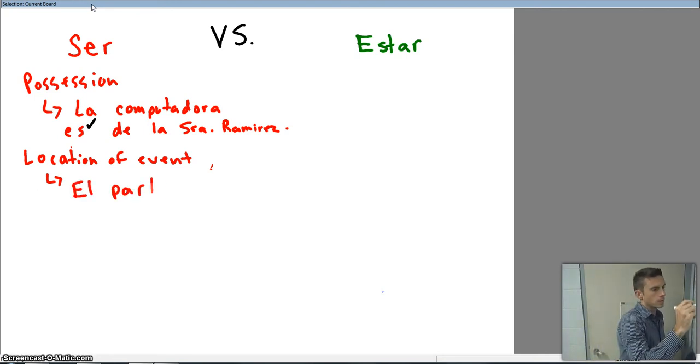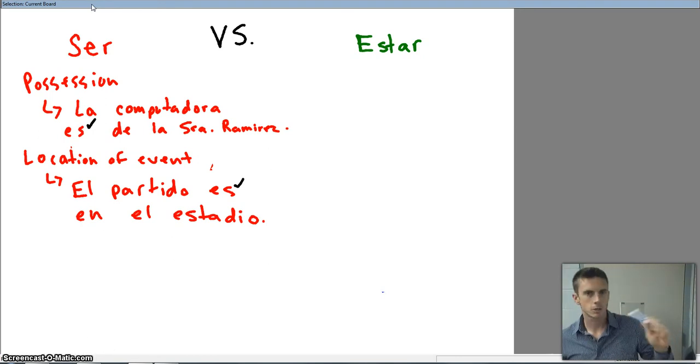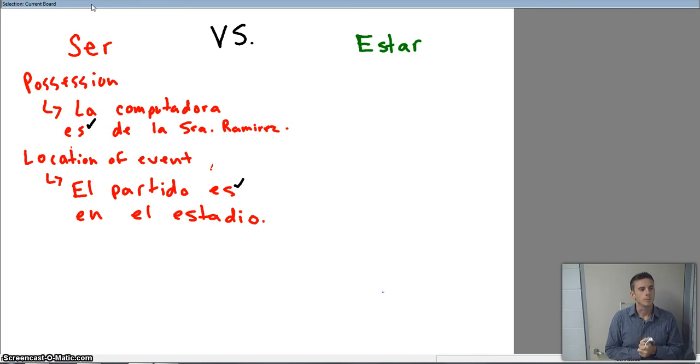El partido es en el estadio. The game is in the stadium. It takes place. Think of location of an event and using ser more as where you would say something takes place, okay? El partido es en el estadio. If you guys were seated in my class, the sentence to describe where you would be: La clase es en el edificio Snyder. Would be in the Snyder building. That's where it takes place. All right. So let's erase here.